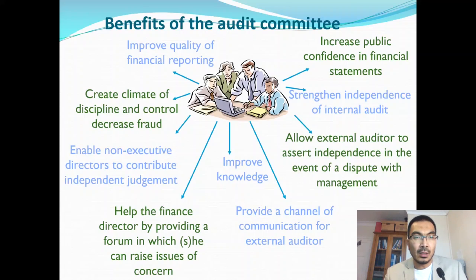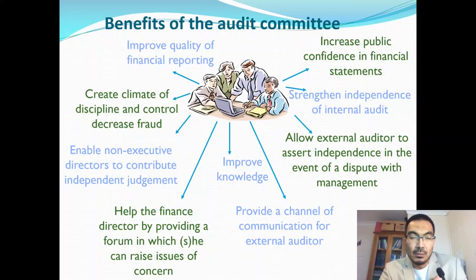So if the external auditors come in, they will have a report with each other and they communicate with the internal audit committees. They also provide a framework within which the external auditors can assert their independence in the event of dispute with the management. It also strengthens the position of the internal audit function by providing a greater degree of independence from the management. Another benefit is that it increases public confidence in the credibility and objectivity of financial statements.